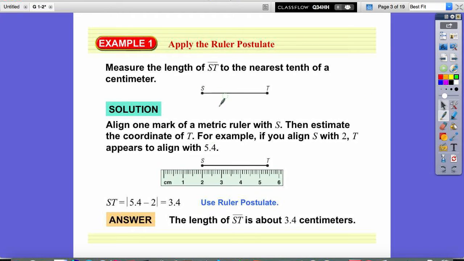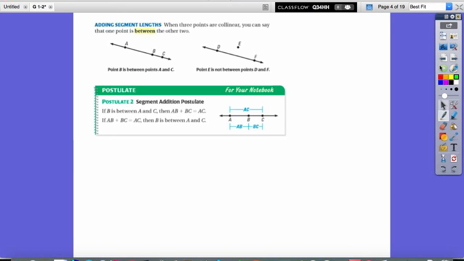If you're looking in your book and you measure ST in your book, even if I start at 2, and go to here, it's 5.4, so 5.4 minus 2, because I started at 2, equals 3.4. The length of ST is about 3.4 centimeters. We generally accept that if we get a ruler, the ruler is correctly marked and measured. Hence, it's a ruler postulate. We don't have to prove that our ruler works.